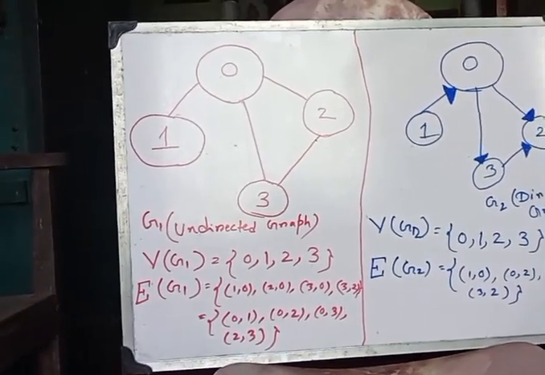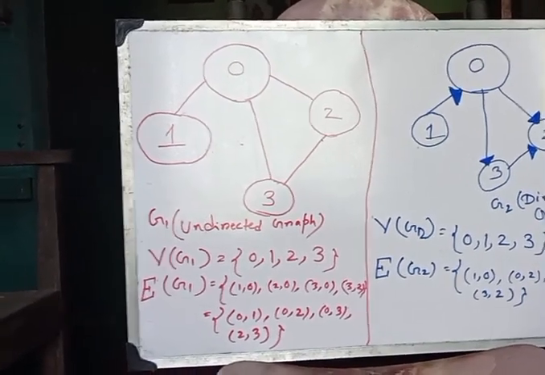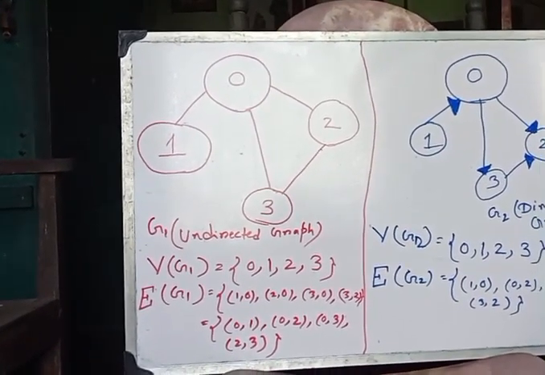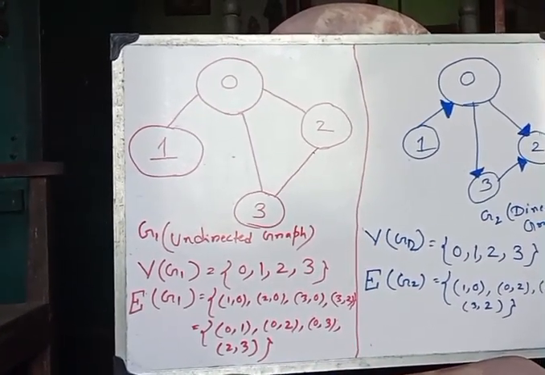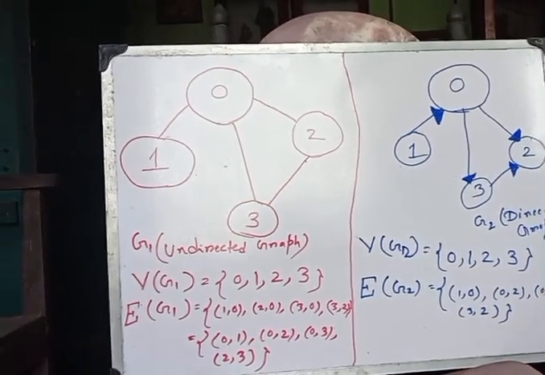In an undirected graph, (1,0) and (0,1) are the same edge. Similarly, (2,0) and (0,2) are the same edge. (3,0) and (0,3) are the same edge, and (3,2) and (2,3) mean the same edge.